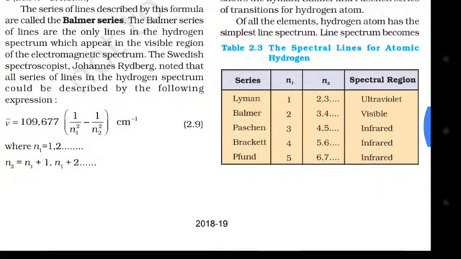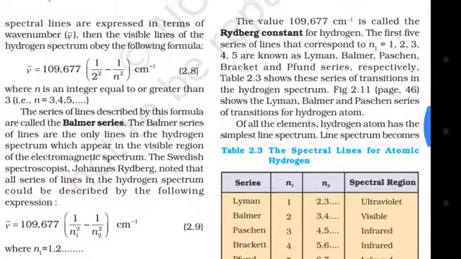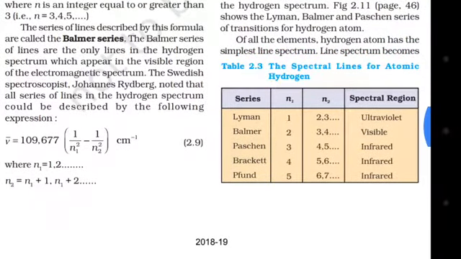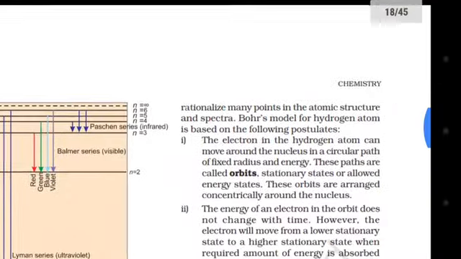Okay, Table 2.3 was also left over. Table 2.3, spectral lines for atomic hydrogen. The series are Lyman, Balmer, Paschen, Brackett, Pfund, with n1 equal to 1, 2, 3, 4, 5 respectively, and n2 equal to 2, 3, 3, 4, 4, 5, 5, 6, 6, 7 and so on. The spectral region will be ultraviolet for Lyman, visible for Balmer, and infrared for Paschen, Brackett and Pfund.